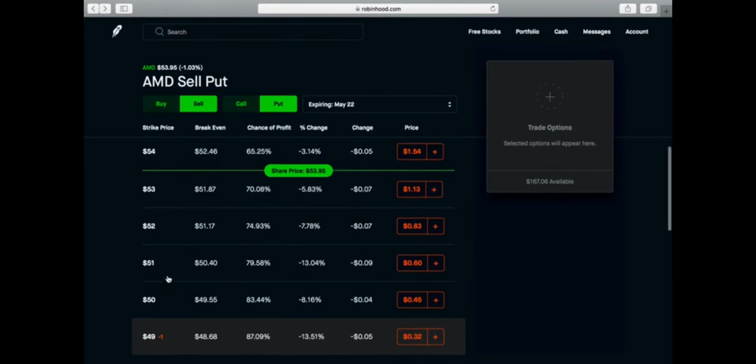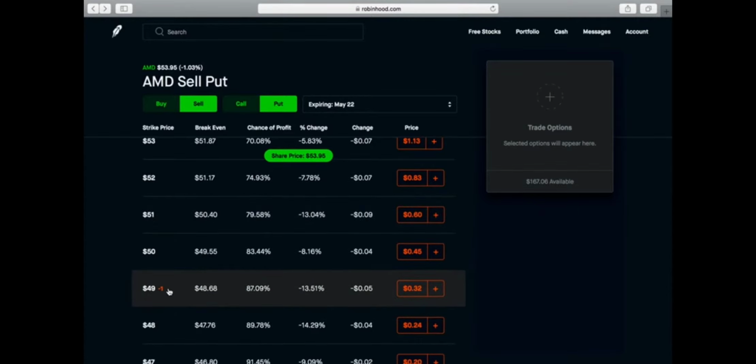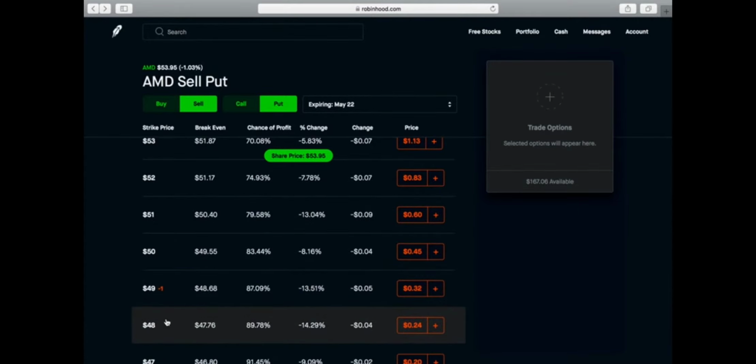Now, of course, we've got to address what happens if it does fall below 49. So let's say it were to hit $48 by May 22nd. Then I would instantly purchase 100 shares of AMD at $48 or whatever it might be. It might be lower than that, but let's assume it's 48. I would buy 100 shares of AMD at 48.